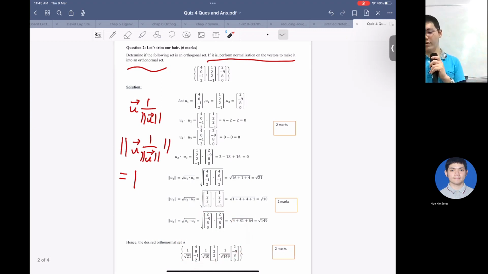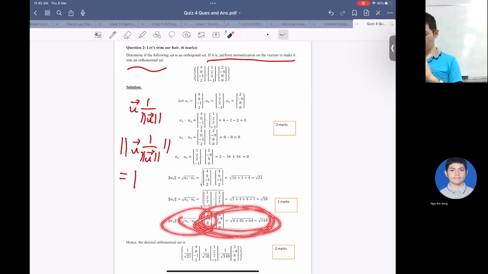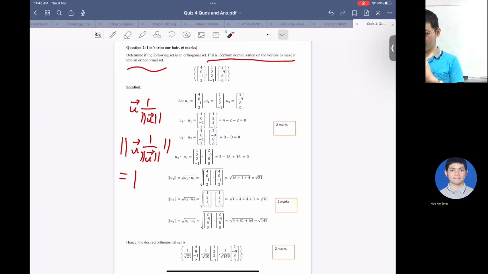Also, I hinted at it for the subject already. Trim your hair. Can you cut your hair all in one line like that? It's straight, right? So perform normalization to make it an orthonormal set. Any question on question 2? Oh, good. Some of you also made careless mistakes when calculating this, but anyway, it's fine.